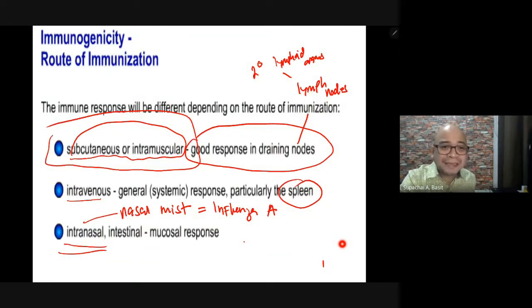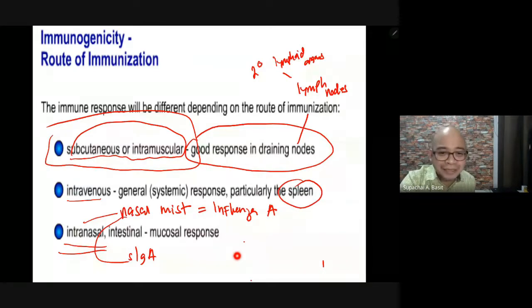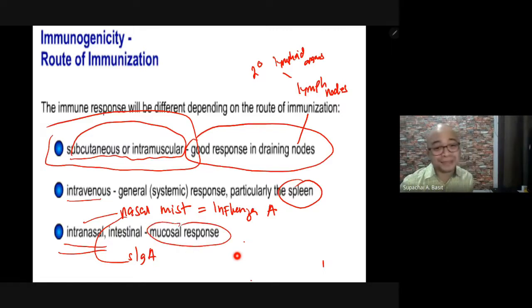So they say that in order for us to totally stop COVID-19, we should develop a nasal mist spray. If we have a nasal mist spray, it will protect our mucous membrane because it will allow IgA, particularly the secretory IgA, to guard our mucous membrane. So that will have a very good mucosal response.